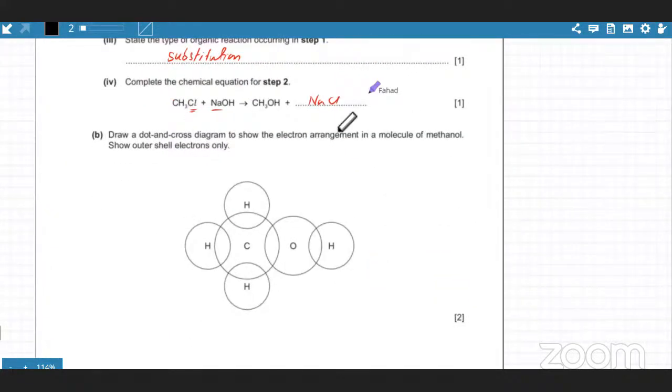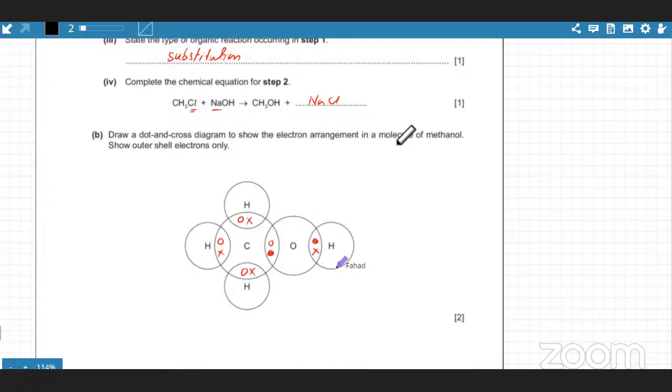Next part is show a dot and cross diagram to show the electron arrangement in a molecule of methanol. Show outer electrons only. Now carbon shares 4 electrons. Each of the hydrogens shares 1 electron each. Oxygen shares 2 electrons. Now the symbol for oxygen should be different, so I'm going to use a filled circle over here.